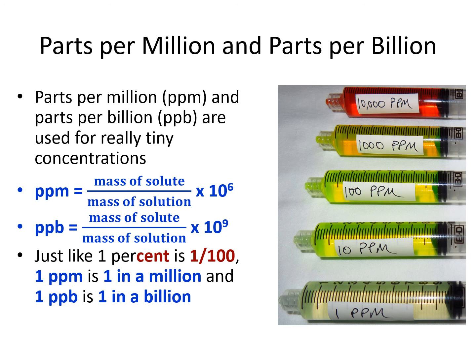So just like percent, the cent is referring to 100. 1% is 1 out of 100. 1 part per million is the same thing as 1 out of 1 million, and 1 part per billion is the same thing as 1 out of 1 billion. So if you had 1 billion molecules in your syringe, and one of them was the thing you were interested in, then it would be a 1 part per billion solution.